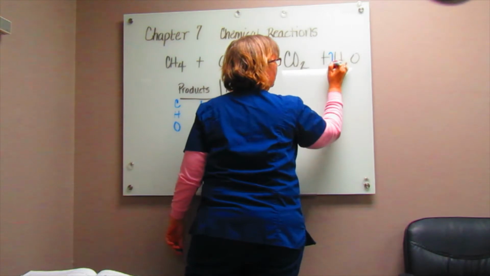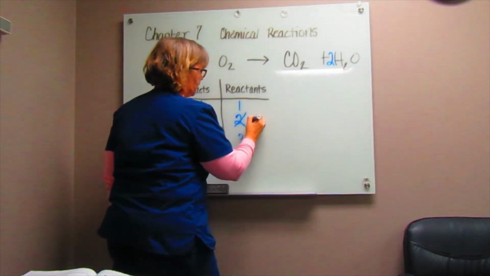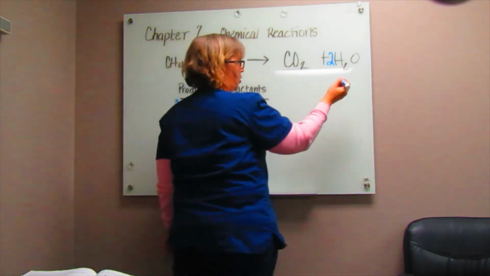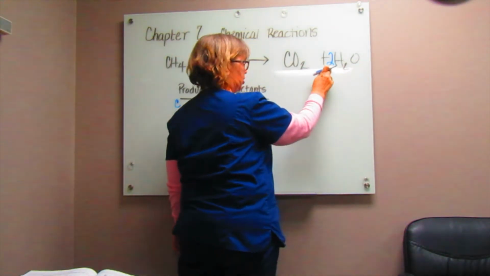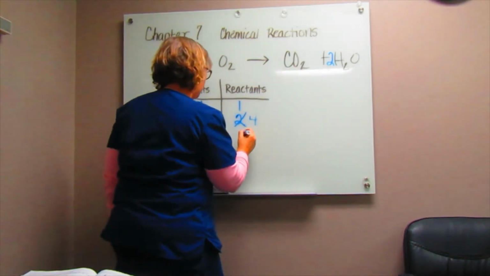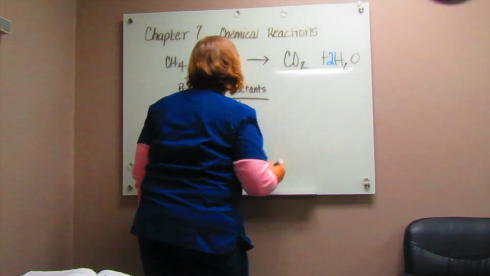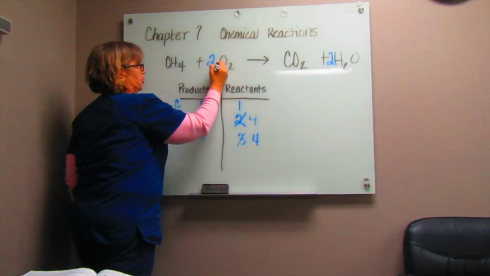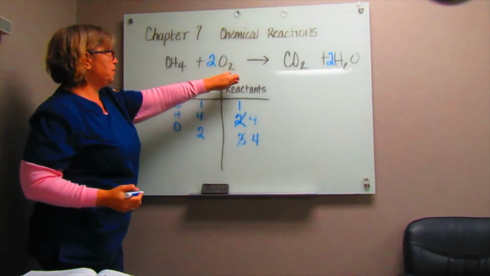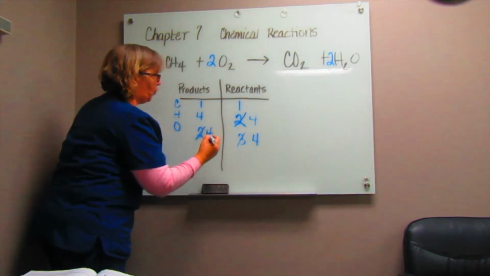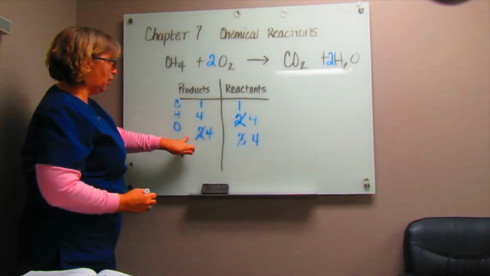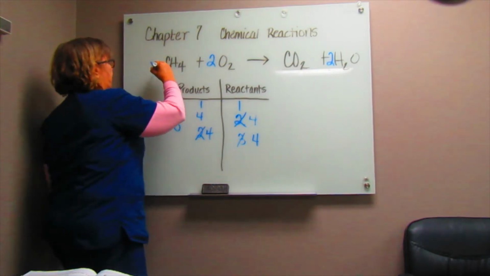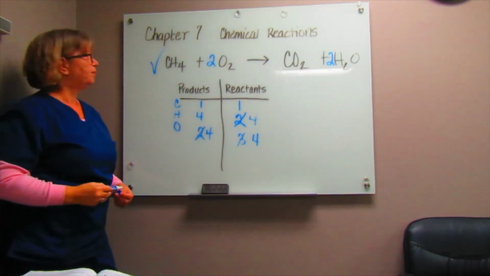If we add a coefficient to our hydrogen, then that'll give us 4 hydrogens, but then that changes the number of oxygens that we have. So we have 1 oxygen times 2 plus 2, so that gives us 4, right? Then we can just come right here and add a 2 coefficient to our oxygen. So 2 times 2 is 4. So our hydrogens, our oxygens, and our carbons are balanced. So this is a balanced chemical equation.